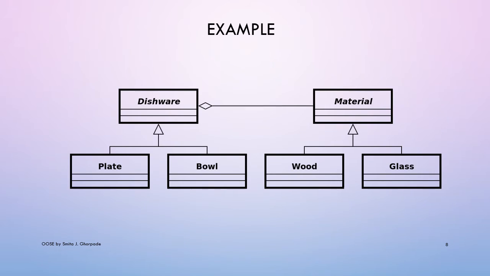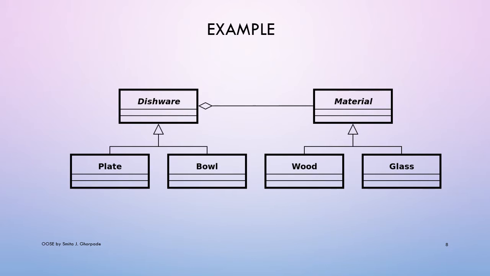Here is an example for showing a class. Dishware is one of the classes. It has a relationship with classes like Plate and Bowl as well as a Material class. So Dishware is divided into Plate and Bowl classes. This is the symbol for generalization. At the top, general things are given, and at the bottom level, subclasses or child classes are shown.